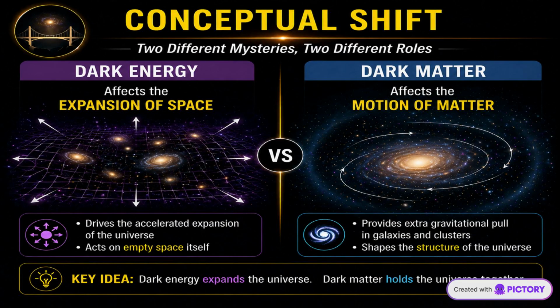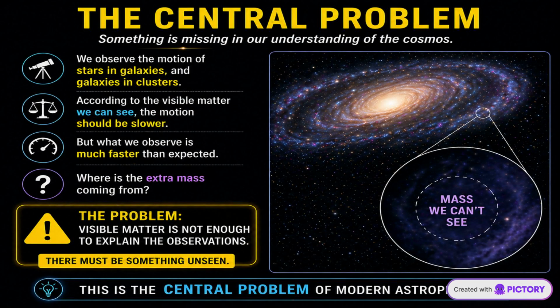While dark energy drives the expansion of space, dark matter affects the motion of matter. Dark energy acts on empty space, expanding the universe, whereas dark matter provides extra gravitational pull, shaping the universe's structure. Our understanding of the cosmos is incomplete.